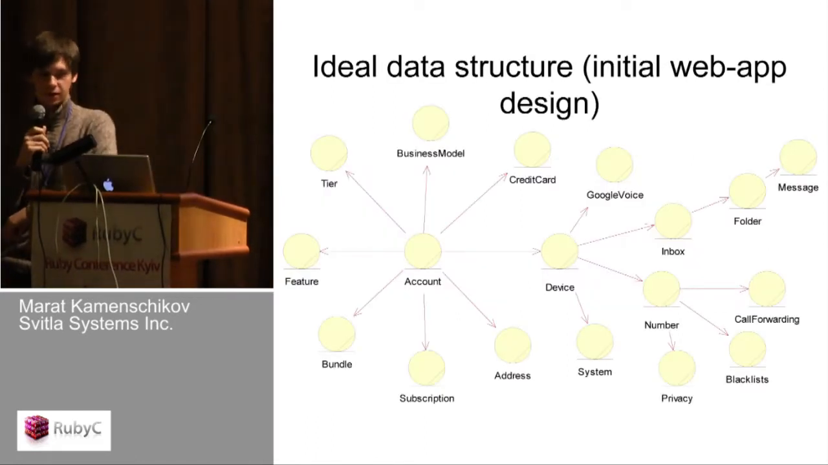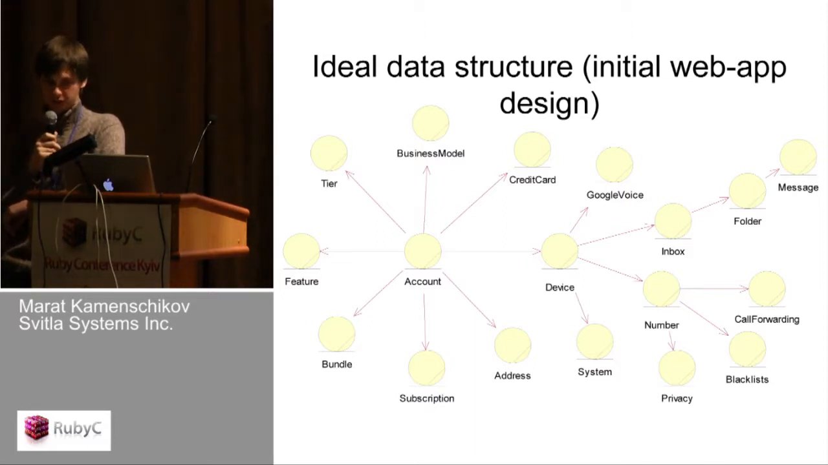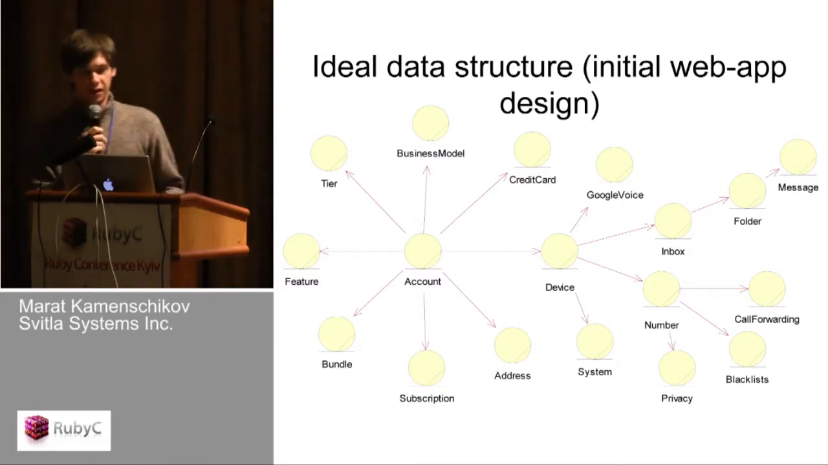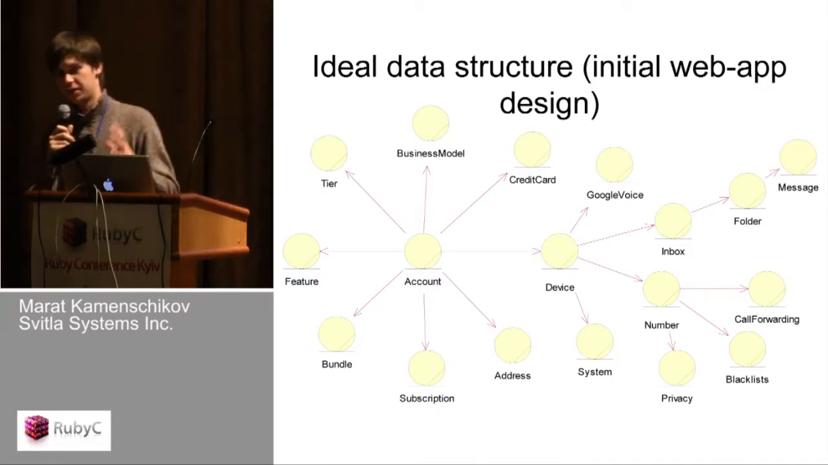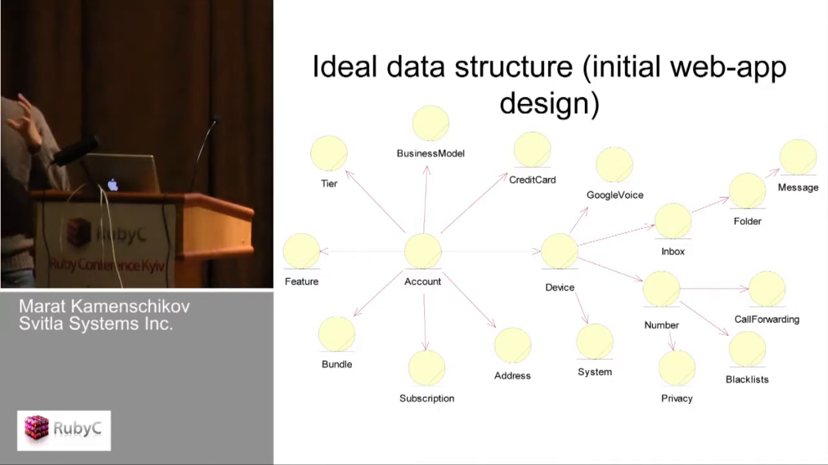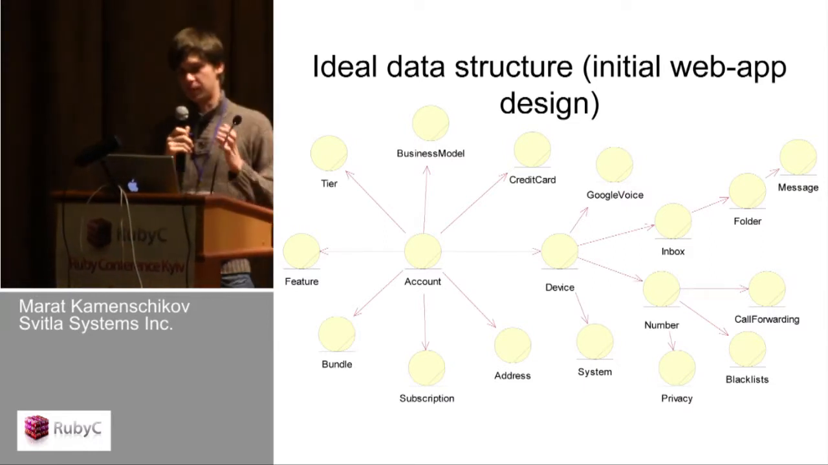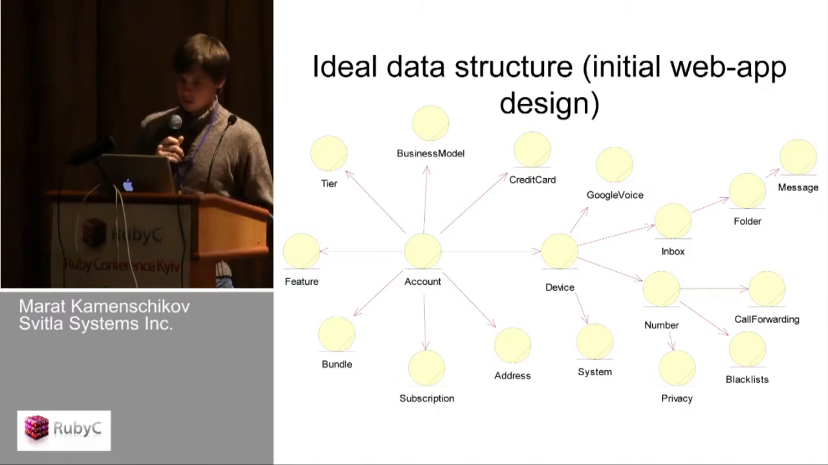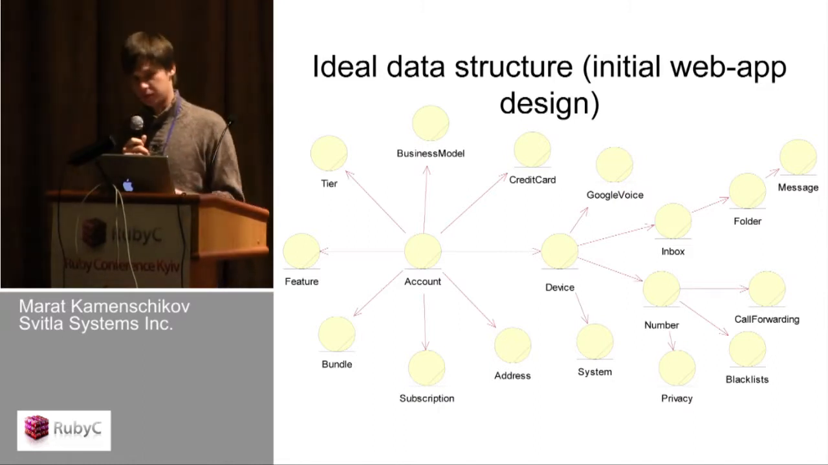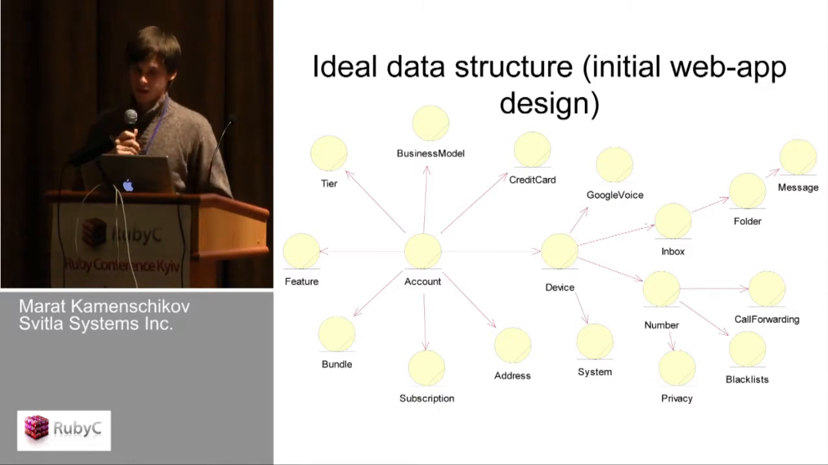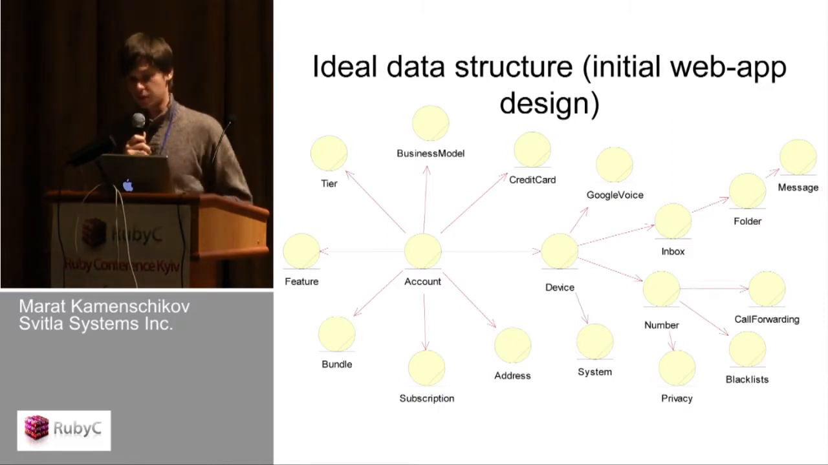So this was the data structure of our project. It was like an ideal data structure. It was the initial data structure. So we started with that, but we broke up with that, because we did everything as the textbook says. So if some field belongs to the account, then there should be an account object. If some field belongs to a device or number or inbox, it should be inside of the inbox object.